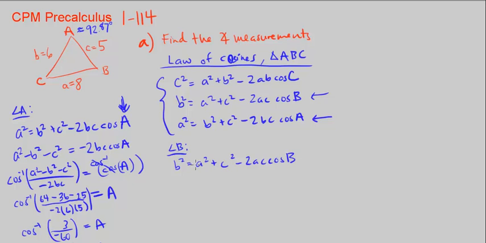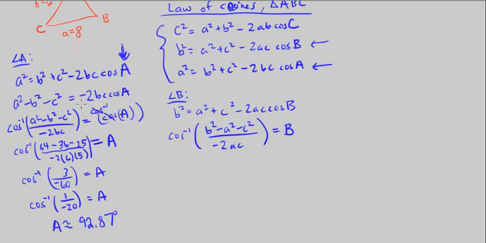Okay, so we subtract A squared and C squared over, and then divide by negative 2AC, and then take the inverse cosine. So we're going to get the inverse cosine of B squared minus A squared minus C squared divided by negative 2AC equals B. I did all this in one step, but go ahead and take your time and show all the work. When you're really comfortable, you can skip steps.